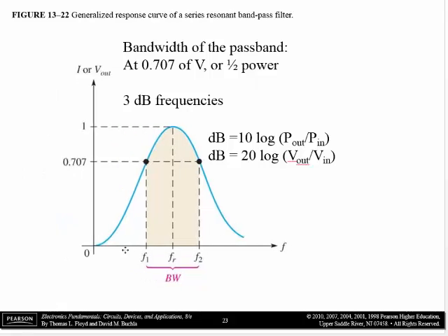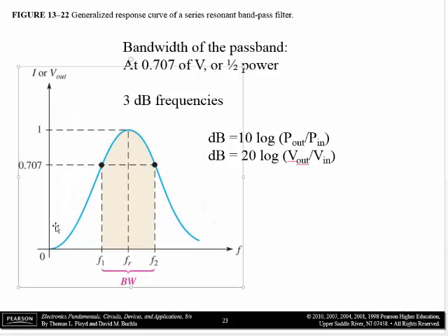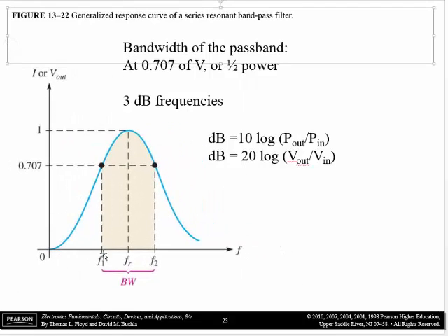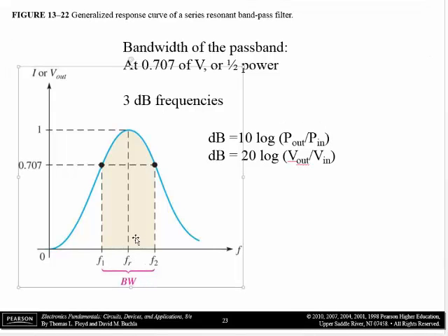This is frequency on the horizontal axis. The resonant frequency is right here, and remember at the resonant frequency we have maximum current. So resonant frequency has maximum current, but below the resonant frequency the current is less because the total impedance in the circuit is higher. And so there's this pass band shown right here by bandwidth.